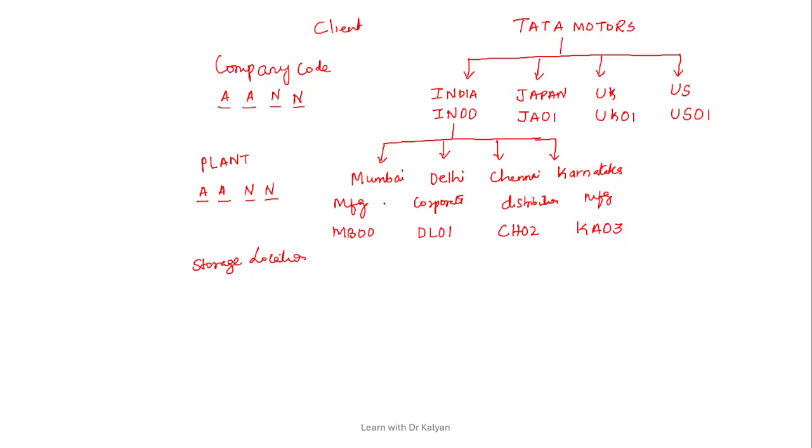So as I told you, the Tata Motors company has a subdivision in India. Under India, there are 4 different companies. Say for example, in Mumbai, it's a manufacturing plant. In the Mumbai manufacturing plant, there may be a storage location where we are going to store our raw materials.